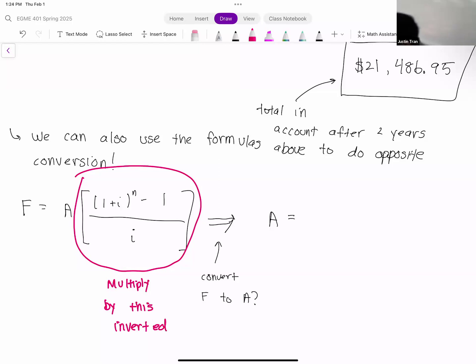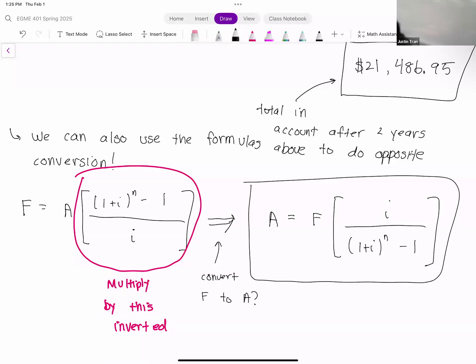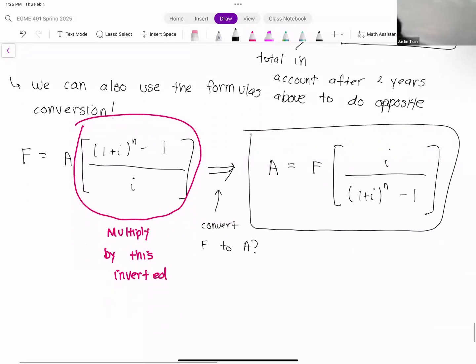So I'm going to multiply by I divided by 1 plus I to the n minus 1. And so we get A is equal to F times I divided by 1 plus I to the n minus 1. So once we get to the arithmetic rating, I'm probably only going to show you the formula in one direction, but just know that you can use that same formula to go in the opposite direction too. You just kind of switch the order of the terms.